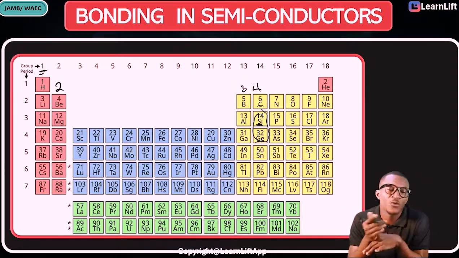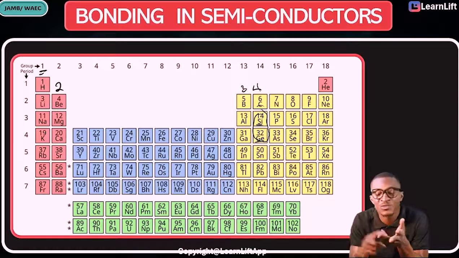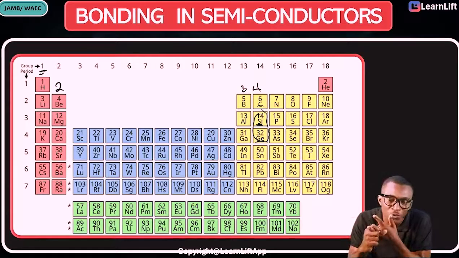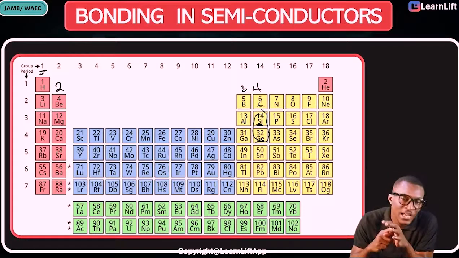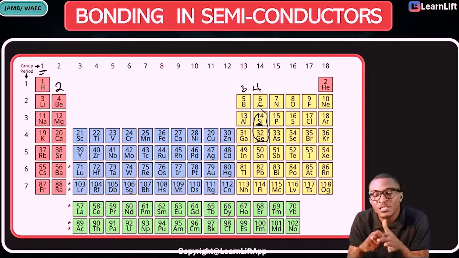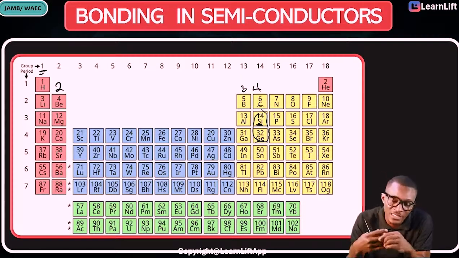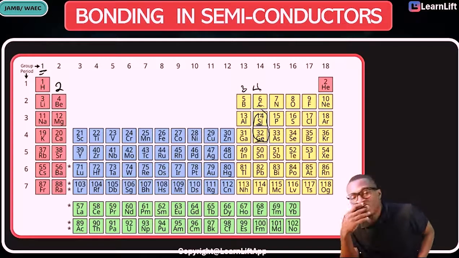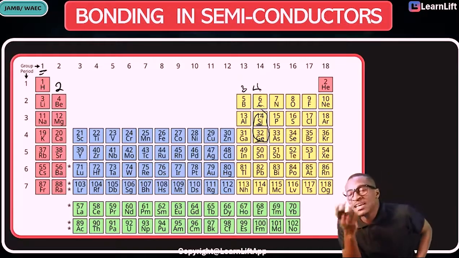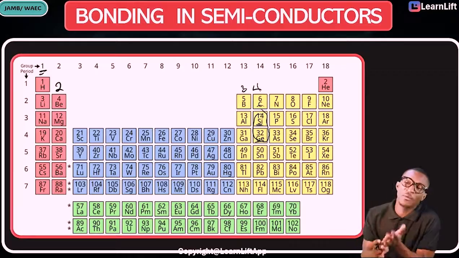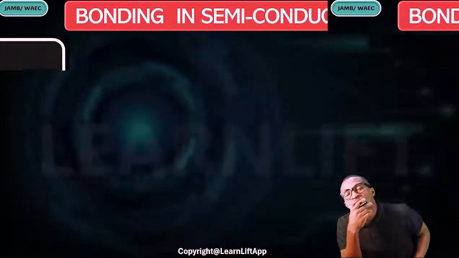The question is, what are group 4 elements called? Group 1, alkali metals. Group 2, alkaline earth metals. Group 3, aluminum family. Group 4, carbon family. Group 5, nitrogen family. Group 6, chalcogens. Group 7, halogens. Group 8, your inert gases, your rare gases, and so on. Now, we said that they belong to group 4 elements and they undergo what you call covalent bonds.